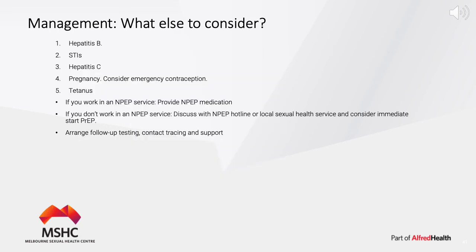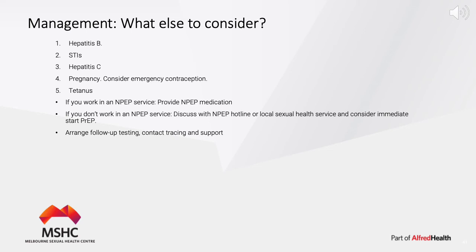Okay. What else do you consider? You consider hepatitis B, because if they've had an exposure and the source is hepatitis B positive or S antigen positive, and this person is non-immune to hepatitis B, you have to consider obtaining immunoglobulins from the nearest emergency department. You do an STI screen, hepatitis C, to eventually go on to hepatitis C treatment. You've got to consider emergency contraception, think about tetanus.